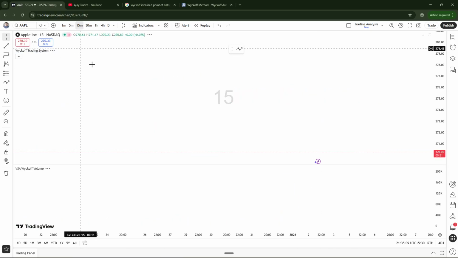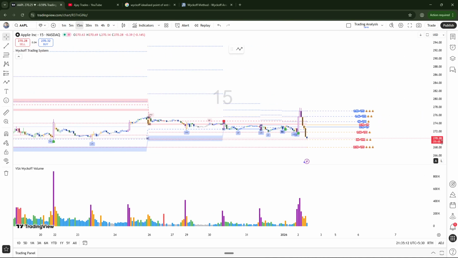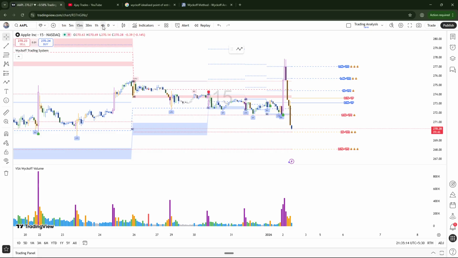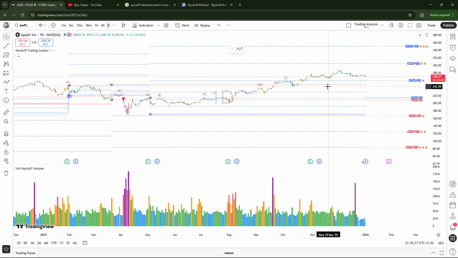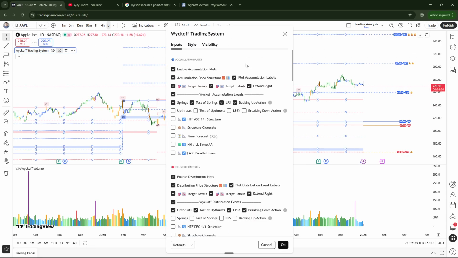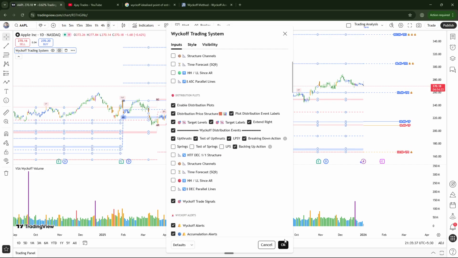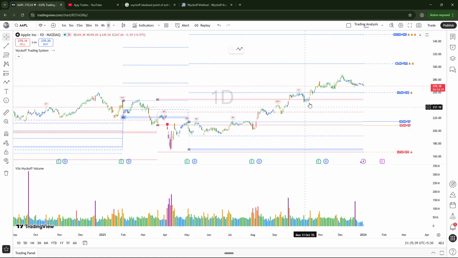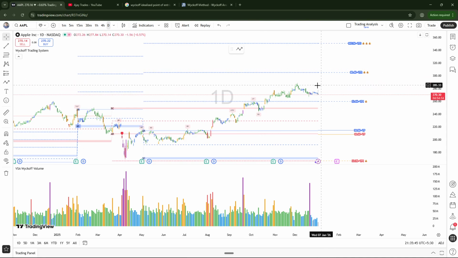And that's why we need to go to the higher time frame to see what sort of events could be happening. So we start from the daily time frame, right? Check this out. Daily time frame coming up. So this was for the distribution, right? Breaking down action, broke above, came up, LPSY came down, broke above, upthrust, and this was your backing up action. So I can actually go ahead and turn this on, and you'll see this is a backing up action there. You see, backing up action. So this was a good trade, and the market is still there.